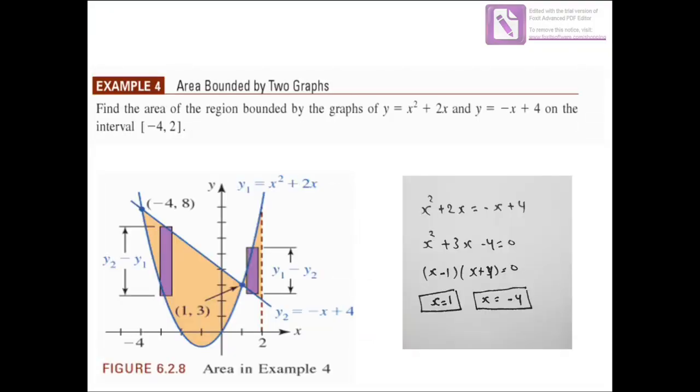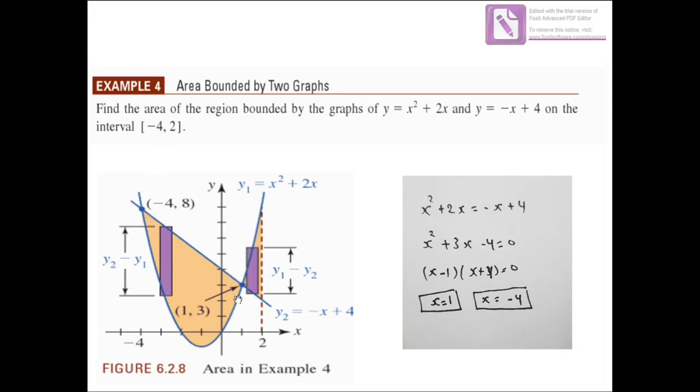Then we have another example, which is example number 4. Find the area of the region bounded by the graphs of y equals x squared plus 2x and y equals minus x plus 4 in the interval minus 4 to 2. So here we are given the interval from minus 4 to 2.